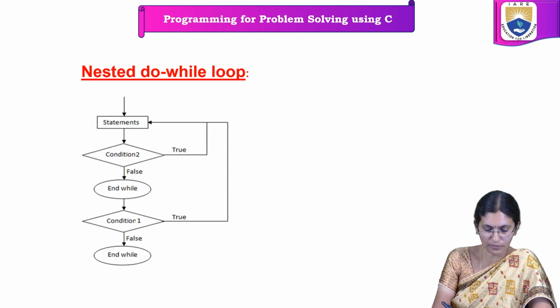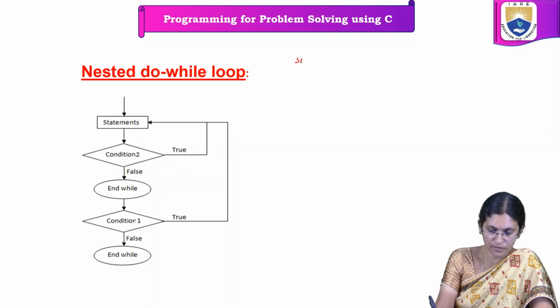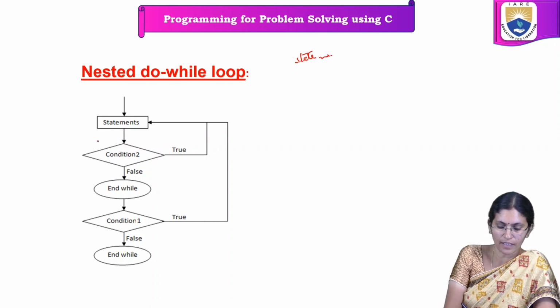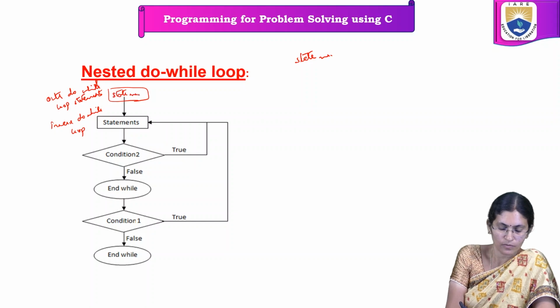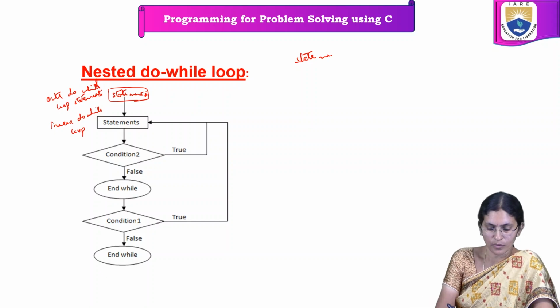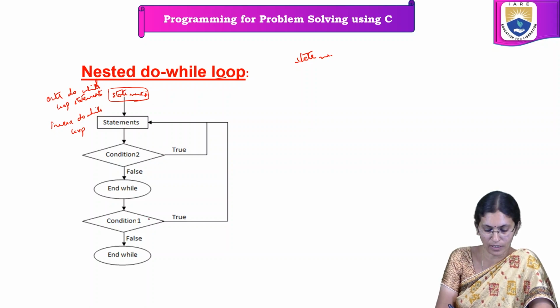Now let us see the flowchart for this. So these are the statements. Here we can have statements inside. These are the inner do while loop statements. We are having statements in the outer do while loop also. Now see here. This is a flowchart of nested do while loop. We have the inner do while loop and the outer do while loop.